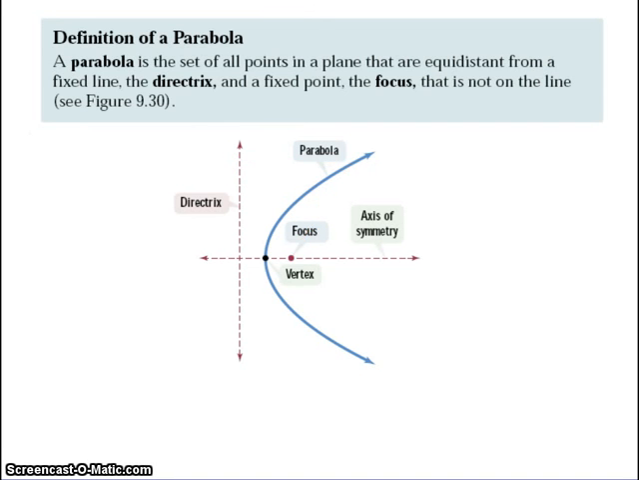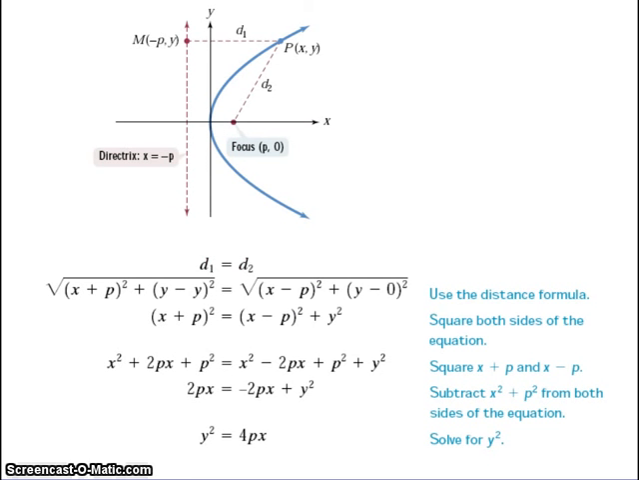So the way to come up with this new equation that we're going to be working with today is pretty easy. If you place the parabola on the xy system with the vertex at the origin, we create two distances that are equal to each other from the directrix to the parabola and from the focus to the parabola. These two distances are equal to each other, and we can use the distance formula to come up with this new equation we have here at the very bottom.